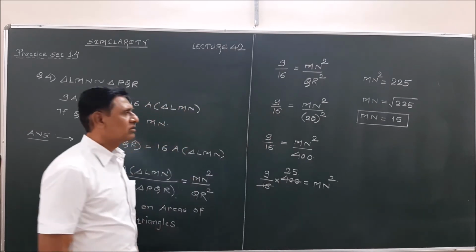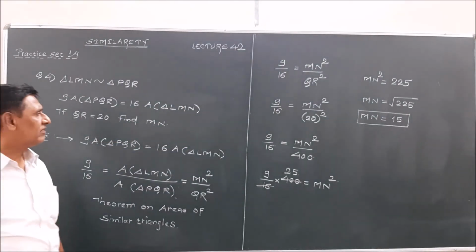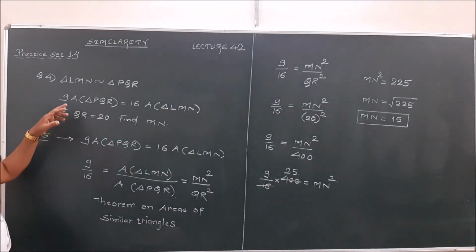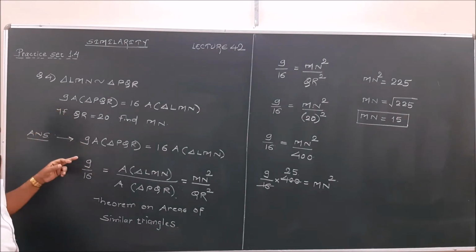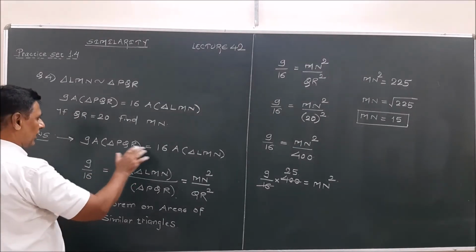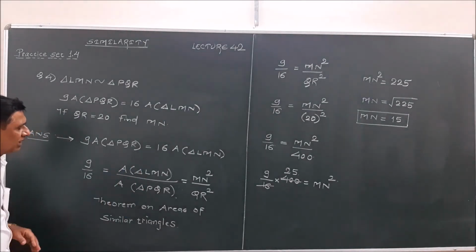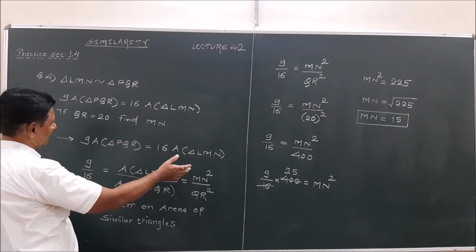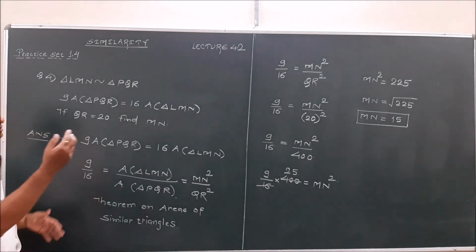So this is how you will find MN is equal to 15. Very simple. Important step is here that 9 upon 16 is equal to area of triangle LMN upon triangle PQR is equal to MN square upon QR square. Then rest of the things.